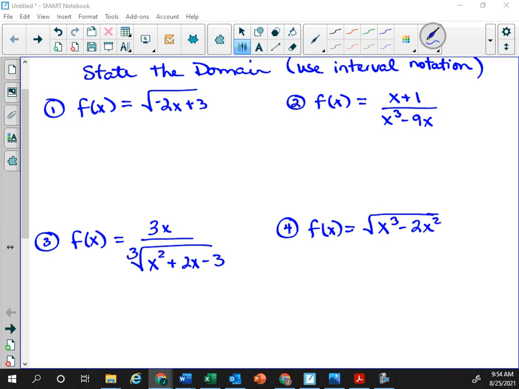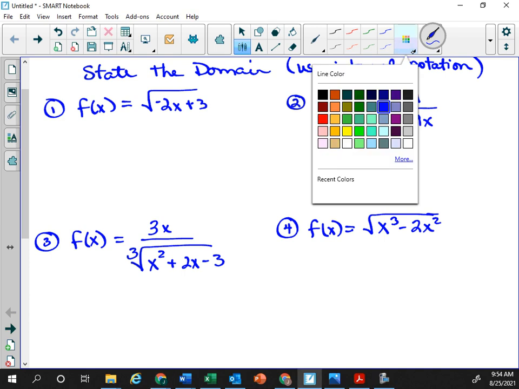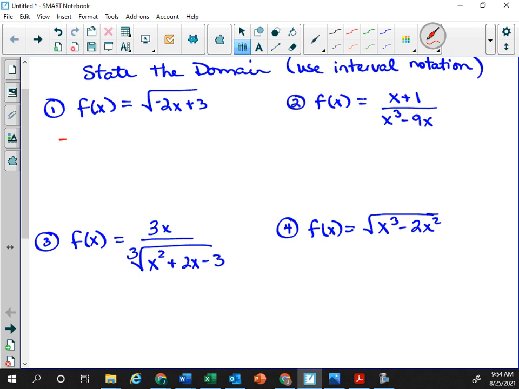I'll give you a nudge on the first one. Okay? So you said you can't take the square root of a negative, right? So what's under here, this negative 2x plus 3, would need to be greater than or equal to 0. Does that nudge help? Okay, perfect. Solve that, write it in interval notation. That's where you're starting. Okay? All right, Matthew, keep working on that math for me. Thanks.